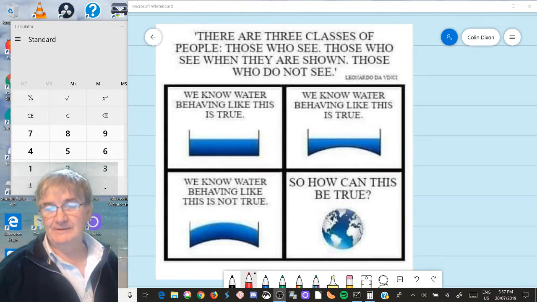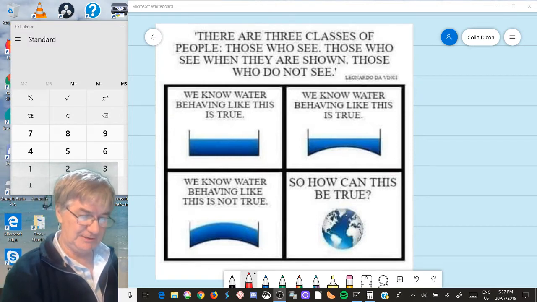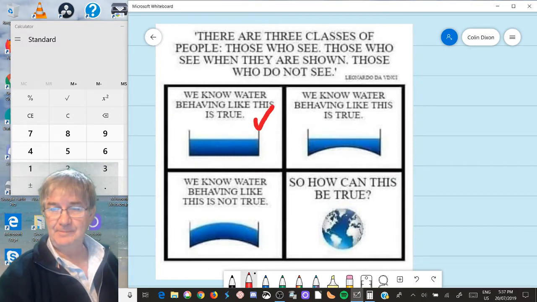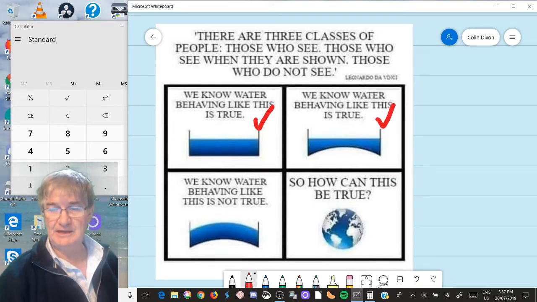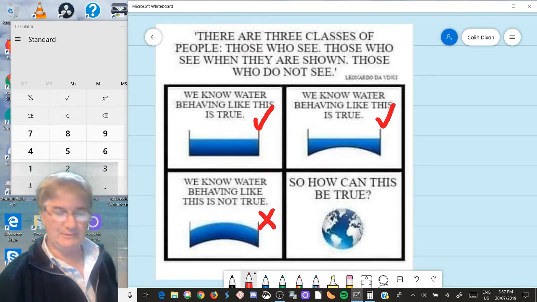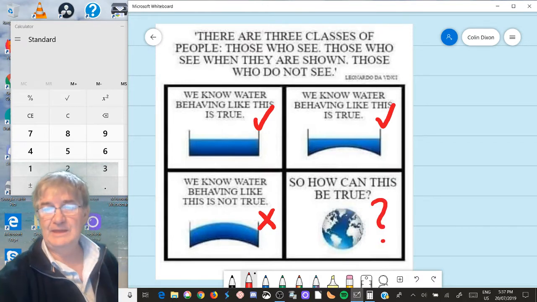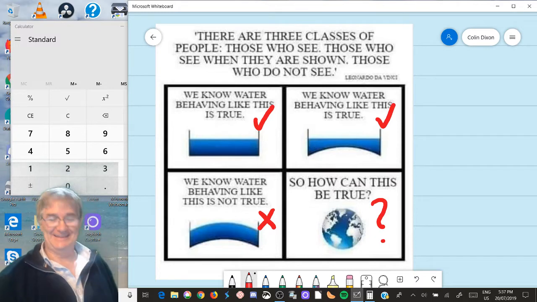Now, some people believe the world is flat. Yes, believe it or not, some people actually believe the world is flat. And here's a good argument for it. So we know this first case is true. So we say that's true, isn't it? In a container, it looked like that. Now, if we curve the bottom of the container, that would be true. No disagreement there. And if we put a container with a curve in the bottom, that would not happen. So we know that's not true. So how can this be true? Good argument so far. So maybe the world isn't flat. The world is flat. Let's see how this goes.